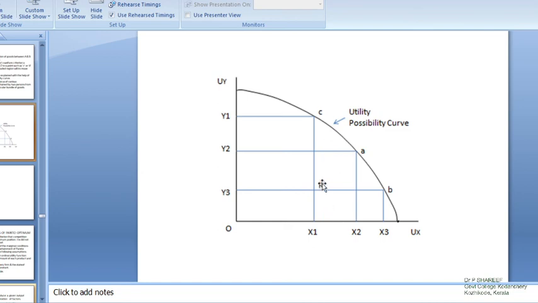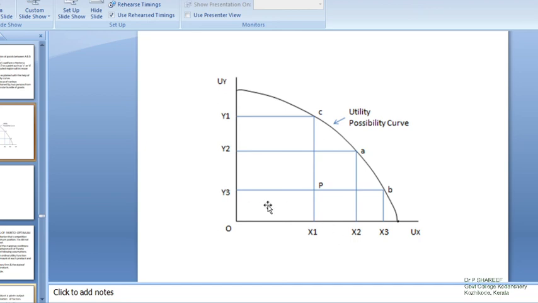For example, in a movement from P to C, the X level of utility, or X1, remains the same, while the utility of the second person is increased from OY3 to OY1. There is an improvement in utility to the extent of Y3Y1. Similarly, movement from P to B also indicates improvement in welfare because the utility of X increased while Y remains the same. P to point A indicates improvement in the utility of both X and Y.